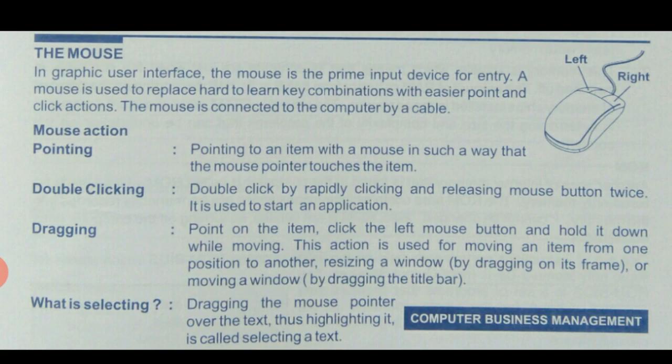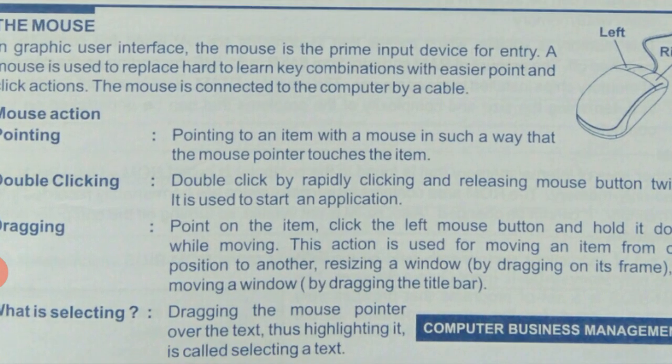Fourth, what is selecting? Dragging the mouse pointer over the text, thus highlighting it, is called selecting a text. Selecting a text is nothing but whenever we want to select typed matter, you can simply select. For selecting, you can click double or triple. For selecting a word, you have to double click on the word. For selecting the line, you have to triple click on the word.